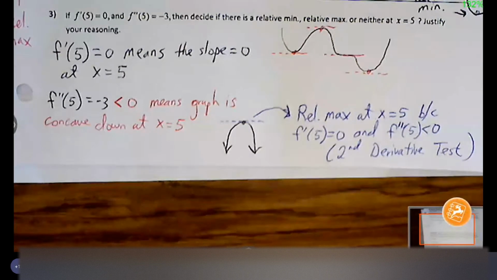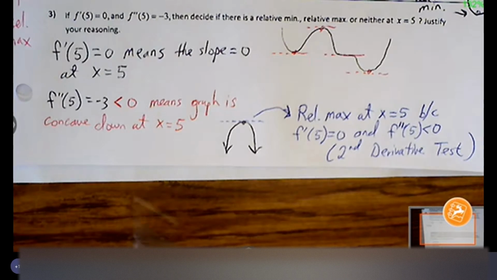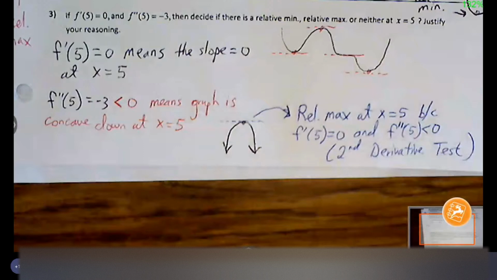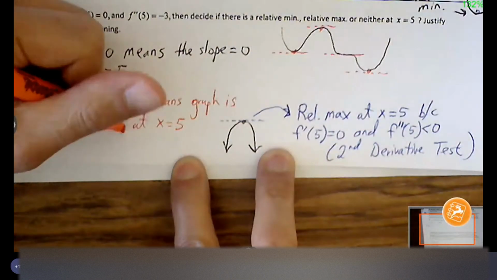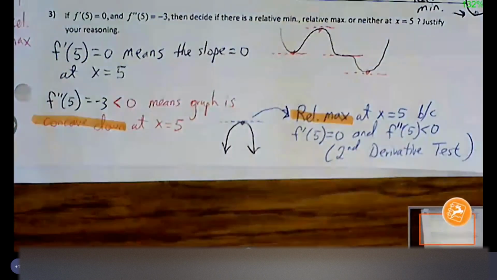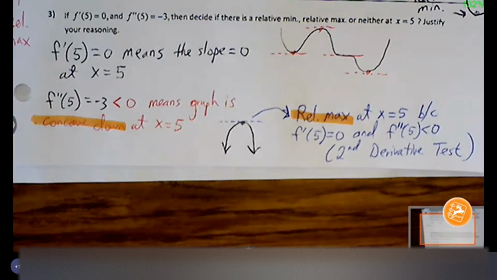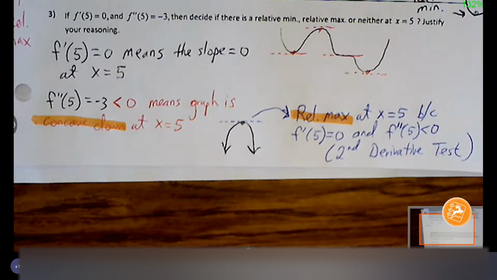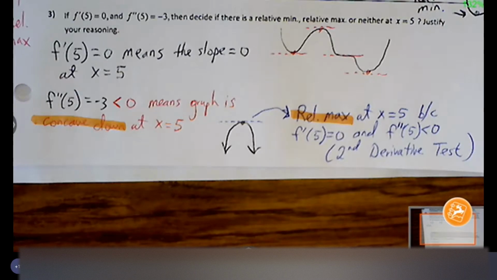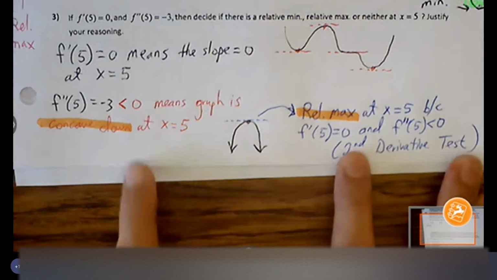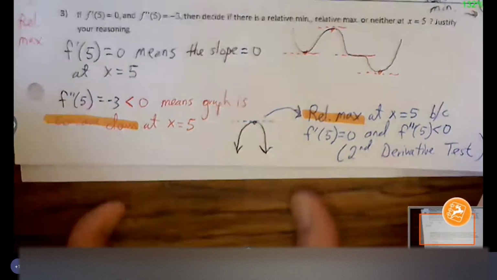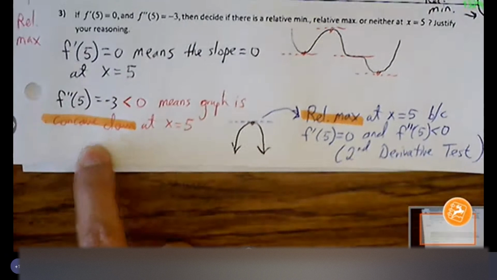If you're just relying on the words, you're going to be thrown off. Because if you look at these words, I think we tend to associate concave down with relative minimum, because down and minimum sound similar in terms of wording. And then you would associate concave up with the relative max, because up and max sound the same.